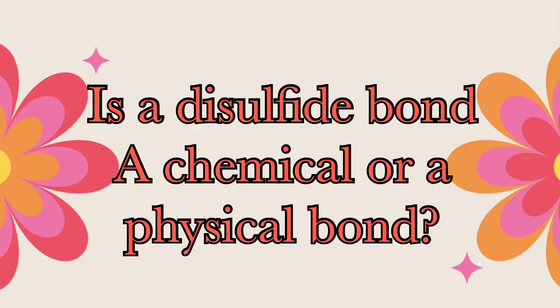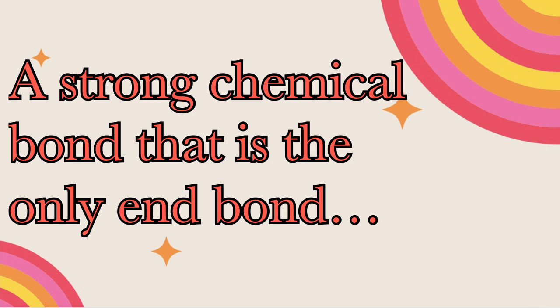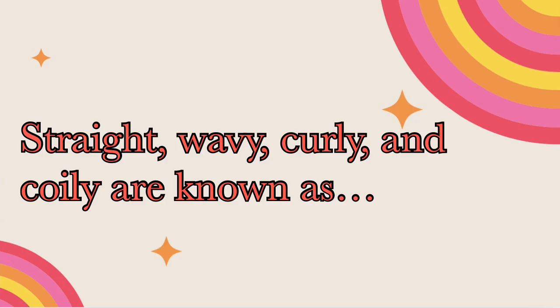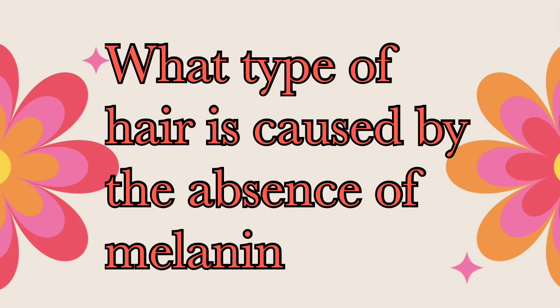Is a disulfide bond a chemical or a physical bond? Chemical. A strong chemical bond that is the only end bond. A peptide bond. Straight, wavy, curly, and coily are known as wave patterns. What type of hair is caused by the absence of melanin? Gray hair.